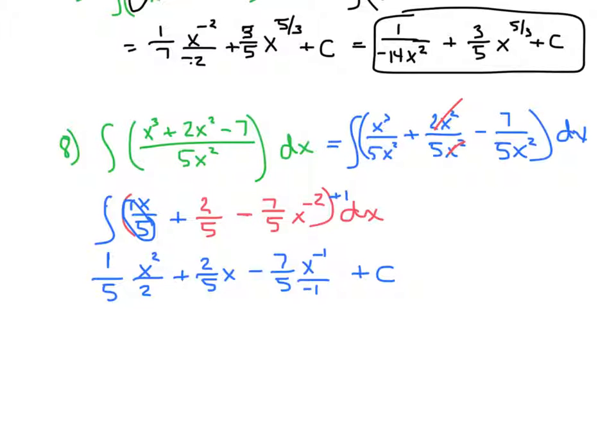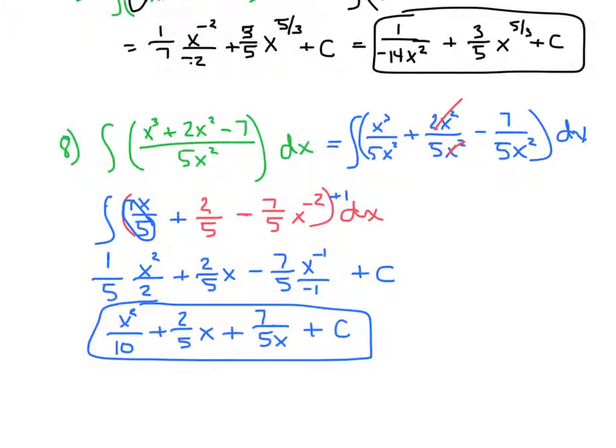All right, so definitely need to clean this up. This first term here would be x squared over 10 plus 2/5 x. Okay, then we have this negative here, and we were dividing by a negative 1. Well, of course, a negative times a negative is going to be a positive. So we have plus 7/5, and then our x to the negative 1 is going to drop down and join the 5 in the denominator. So 7 divided by 5x plus c. All right, and that is our integral solution.